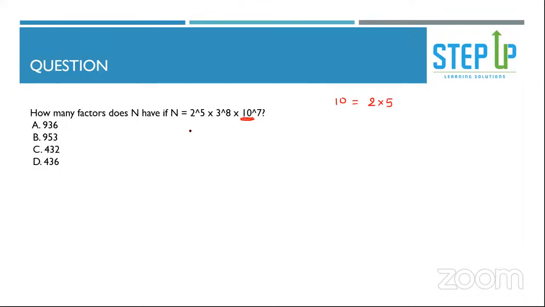So I can write this as 2 to the power 5 into 3 to the power 8 into 2 to the power 2 into 5 to the power 7. So this will become 2 to the power 5 into 3 to the power 8 into 2 to the power 7 into 5 to the power 7. Now, when bases are the same, I hope you remember, a to the power b into a to the power c, powers will get added up.